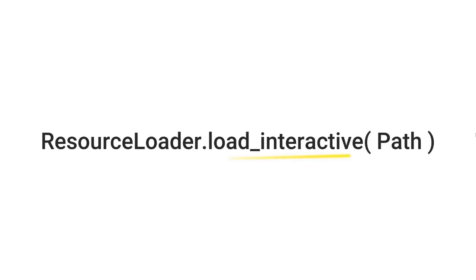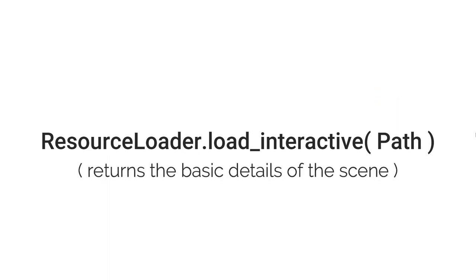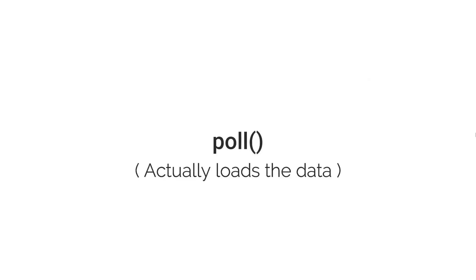Now for actual loading, we take the help of three functions. First, we have the load_interactive function of the ResourceLoader class. This function takes a path of the scene and just returns the basic details of the scene, which we will then use to actually load the data. Secondly, we have the poll function. This is where data loading actually starts.